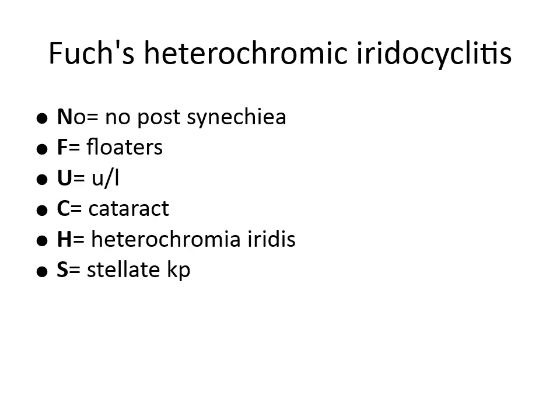Okay, so I put a mnemonic over here. No Fuchs, where No is no posterior synechiae, F is floaters, U is unilateral condition, C they will have cataract, H is heterochromia iridis, and S is for stellate KPs.